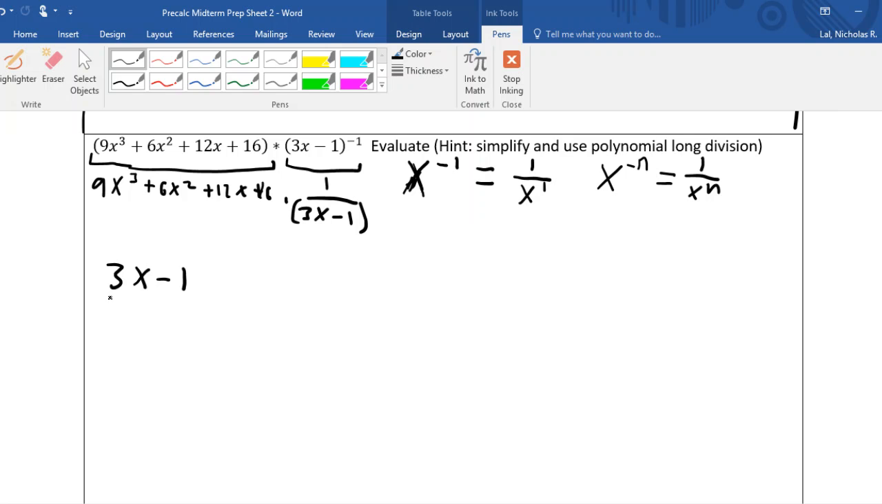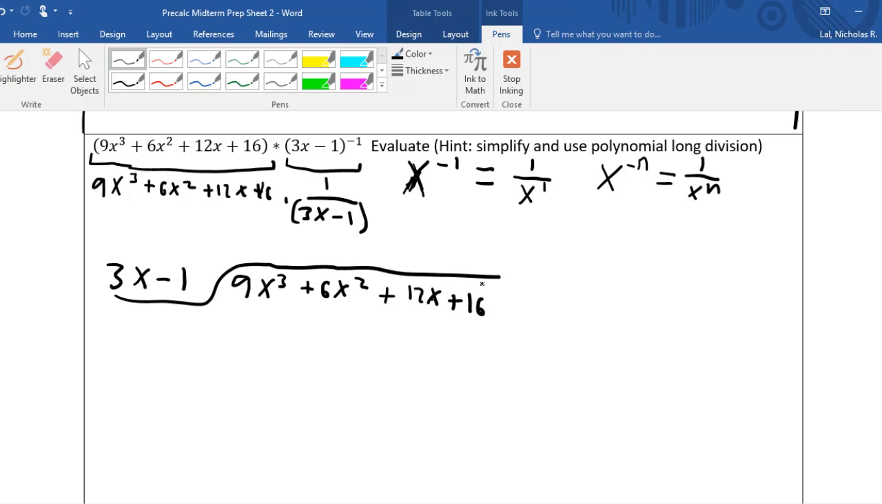Okay. 3x minus 1. We are, that's a divisor, and then the dividend is 9x cubed plus 6x squared plus 12x plus 16. All right. What's the first step in polynomial long division? What do you do?